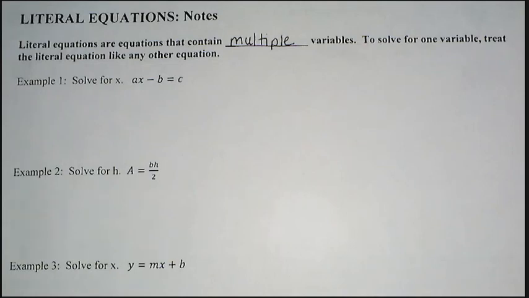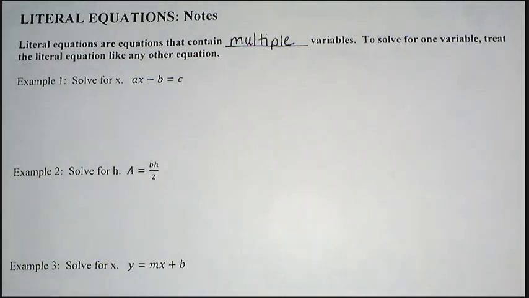All right, so let's talk about literal equations. A literal equation is an equation that contains multiple variables. And if you want to solve for one variable, you're going to treat the equation just like any other equation. So we're going to use inverse operations just like we did when we had numbers. So in our first example, it says we're going to solve for x.